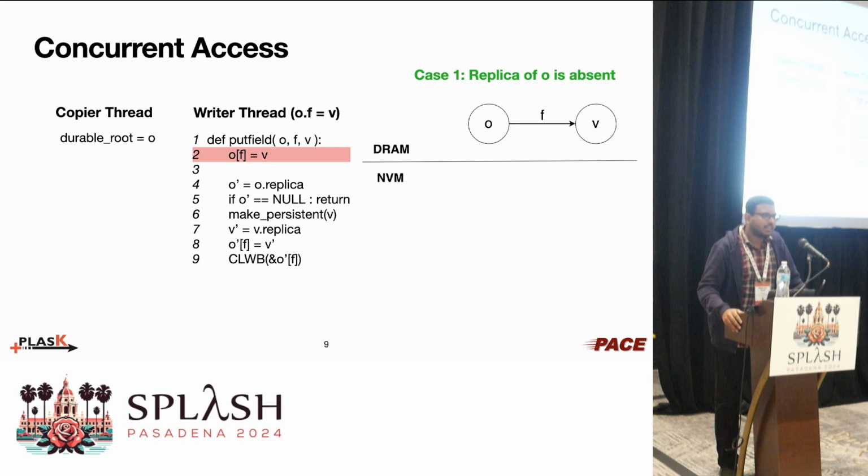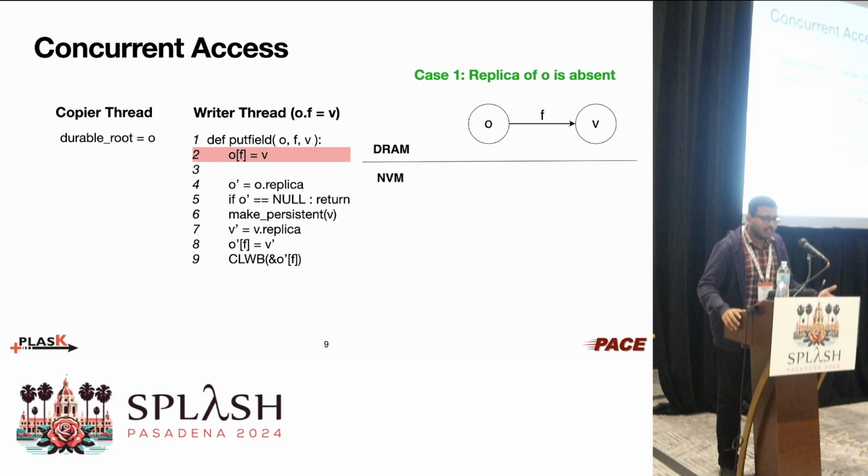On the left-hand side, we have a copier thread. This thread will try to copy the objects to the NVM. On the right-hand side, we have a writer thread, which is just executing a normal putfield instruction, O.F = V. We have also shown the code for the putfield instruction there. And on the right-hand side, we have the current state of DRAM and NVM. As you can see, here we are considering the case that the replica of O is absent. That is, we have not yet created the replica for object O.